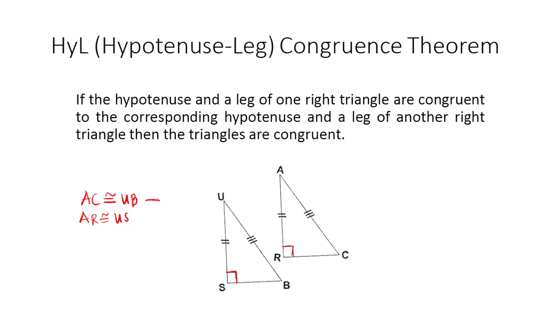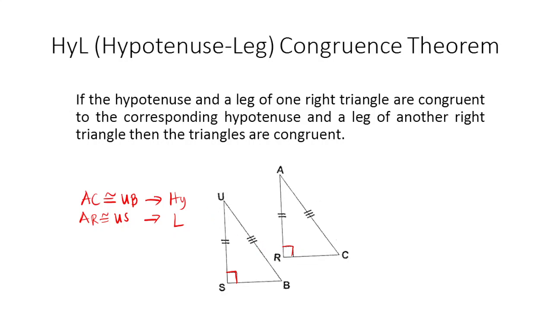So identify natin ano tong congruent sides natin. What is AC and UB? Is it hypotenuse or leg? Yes, Misha. Hypotenuse. What about AR and UG? Caitlin. Okay, leg. So the two right triangles are congruent under hypotenuse leg congruence theorem.